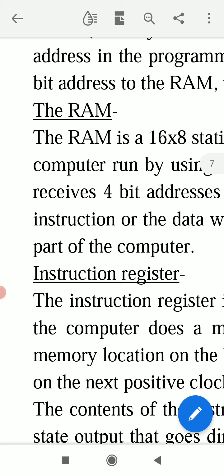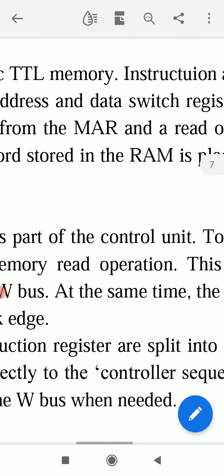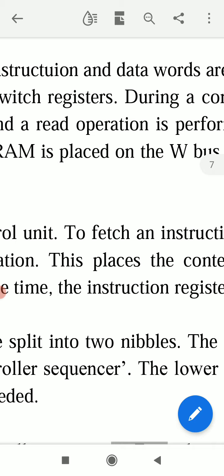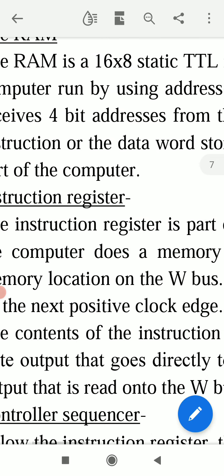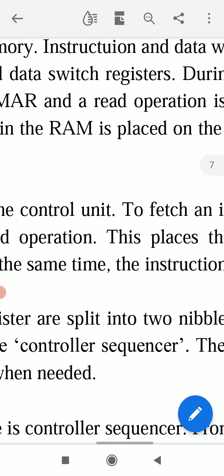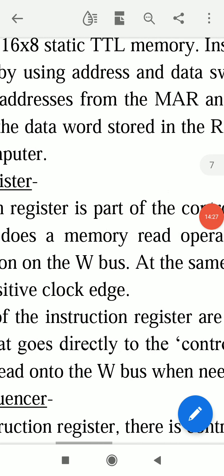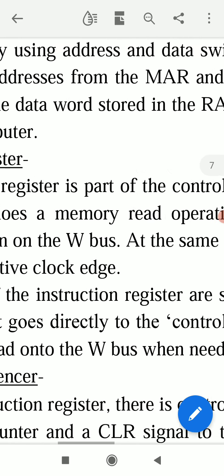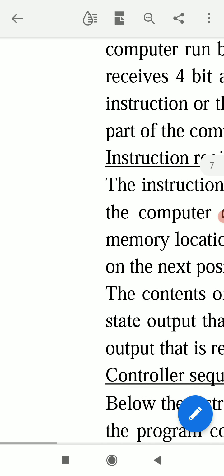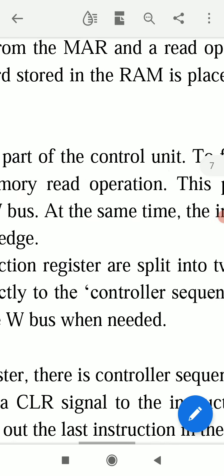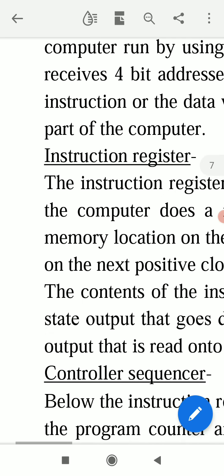Next part is RAM. The RAM is a 16x8 static TTL random access memory. Instruction and data words are written in it before a computer run by using address and data switch registers. During a computer run, the RAM receives 4-bit addresses from the MAR and a read operation is performed. In this way, the instruction or the data word stored in the RAM is placed on the W bus for use in some other part of the computer.